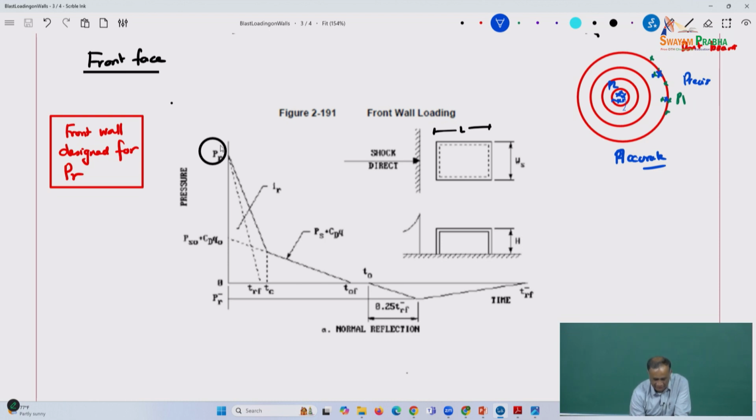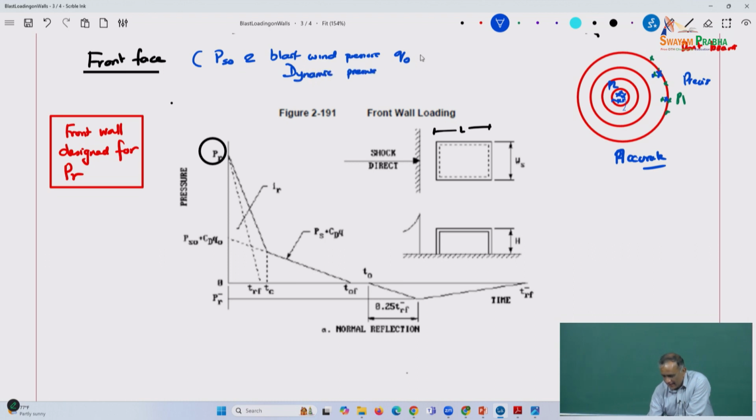Now notice there are a couple of other things. In the front face, there is also your PSO, and you also have the blast wind pressure. We also call this the dynamic pressure. And recollect that we had discussed a coefficient of drag. The wind always has a drag associated with it.